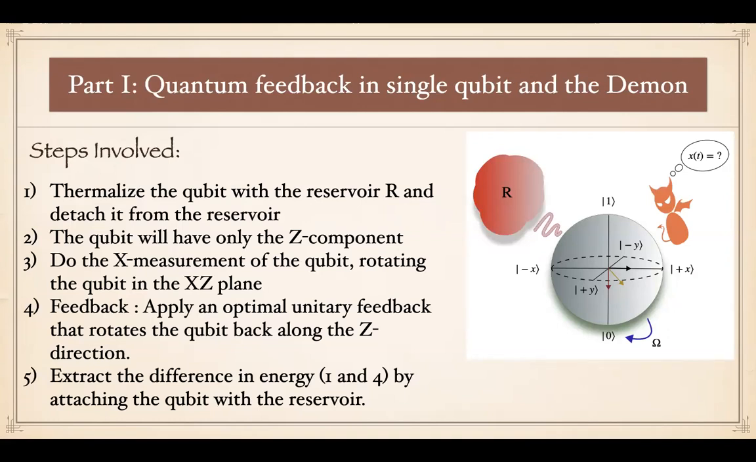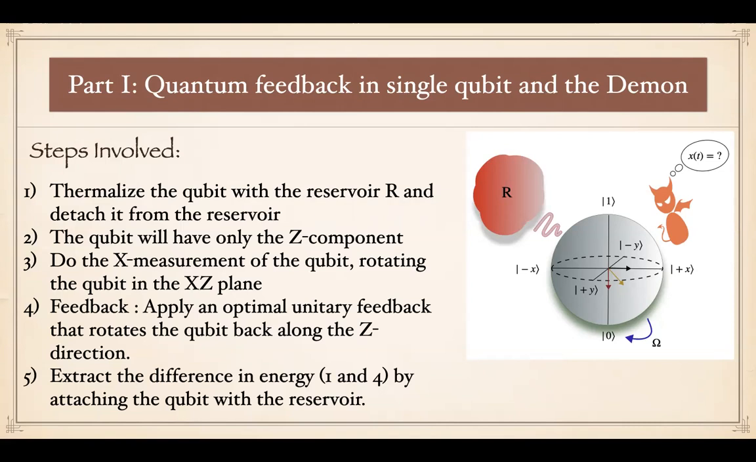What are the different steps involved in, let's say, the first kind of thermal machine where we have a Maxwell's demon using a single qubit? So in step one, we just thermalize the qubit with the reservoir. So we start from a thermal state. In that case, let's say we are in the negative z-axis, and we do a measurement along the x direction, and then we get the qubit or the Bloch sphere in the xz plane. We apply feedback, bring it back to the z direction, and then thermalize back again.